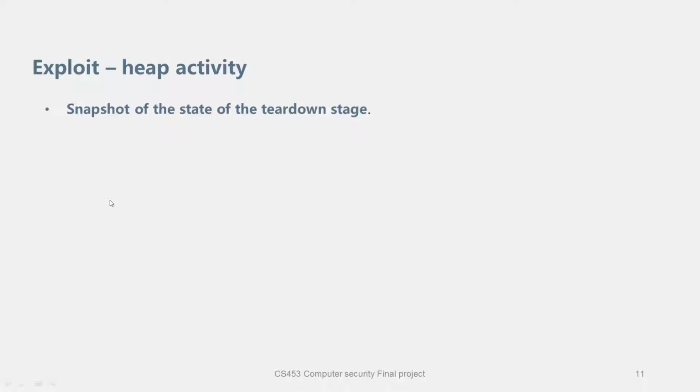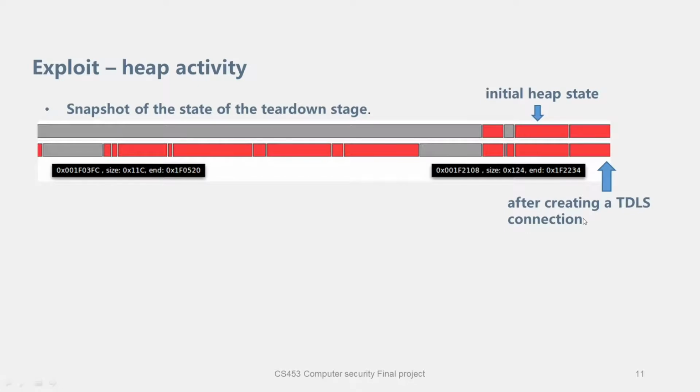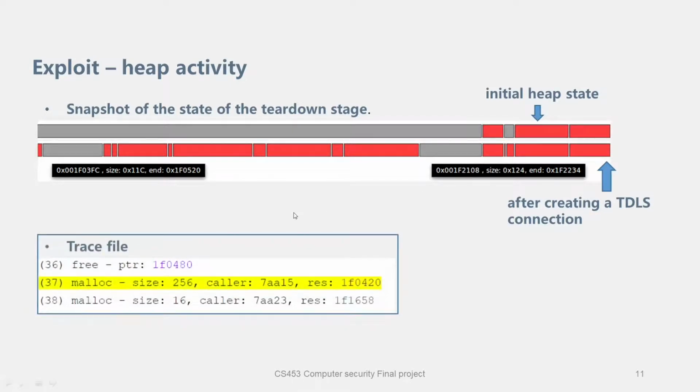This is a snapshot of the state of the heap when we trigger the overflow during the teardown stage. The upper layer is the initial heap state. The bottom layer is the heap state after creating a TDLS connection. We can see that after setting up the TDLS connection, most of the heap's used chunks are consecutive, but two holes are also formed. When we trace the teardown stage, the following allocations occur.